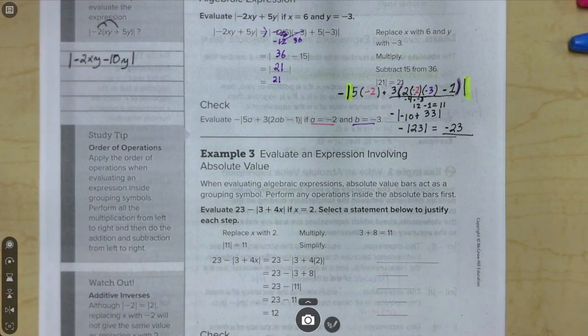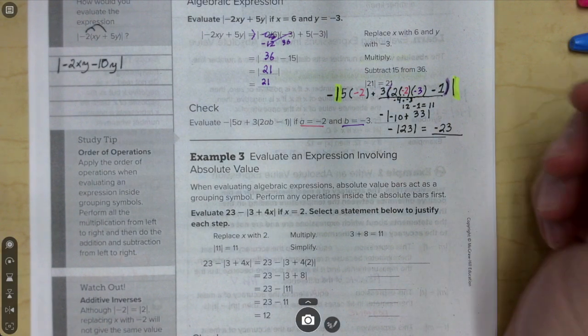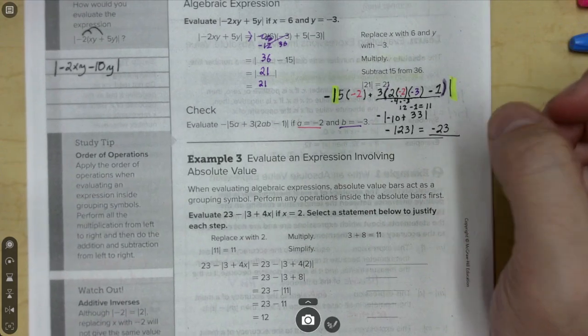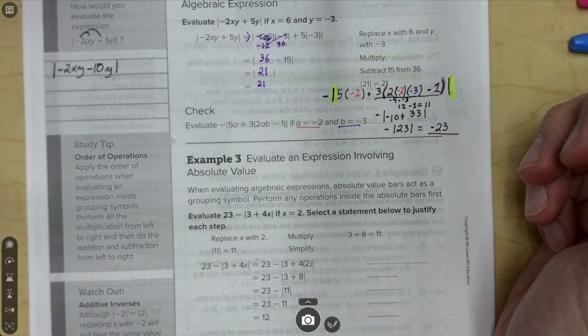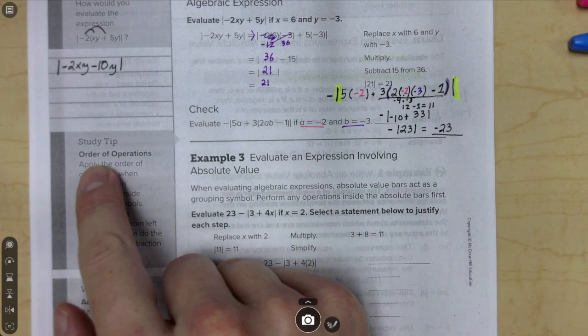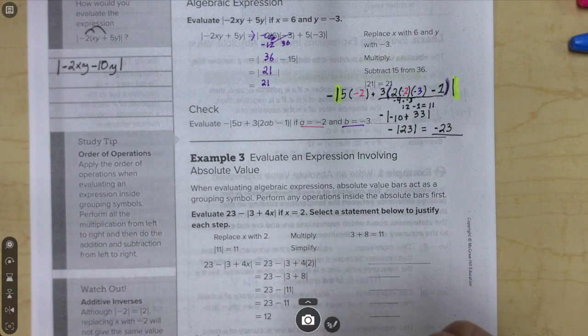Example 3. Evaluate an expression involving absolute value. When evaluating algebraic expressions, absolute value bars act as grouping symbols. Perform any operation inside the absolute value bars first. Hey, that's just what we talked about. Study tip: apply the order of operations when evaluating expressions inside grouping symbols. Do all the multiplication from left to right, and then do the addition and subtraction from left to right.